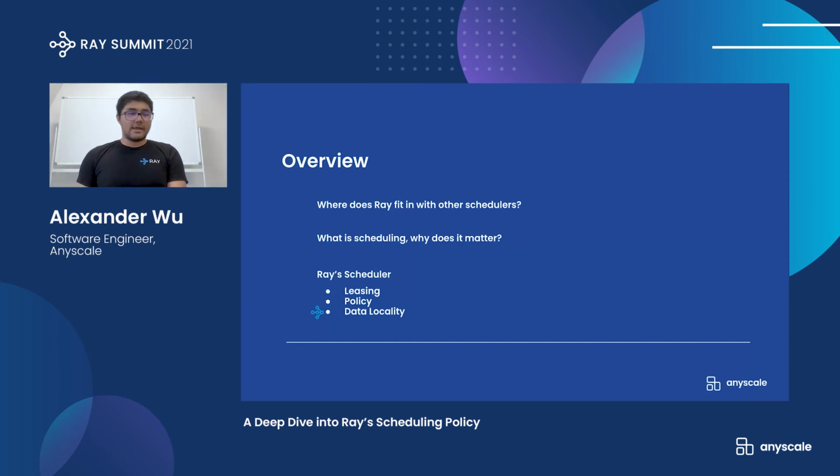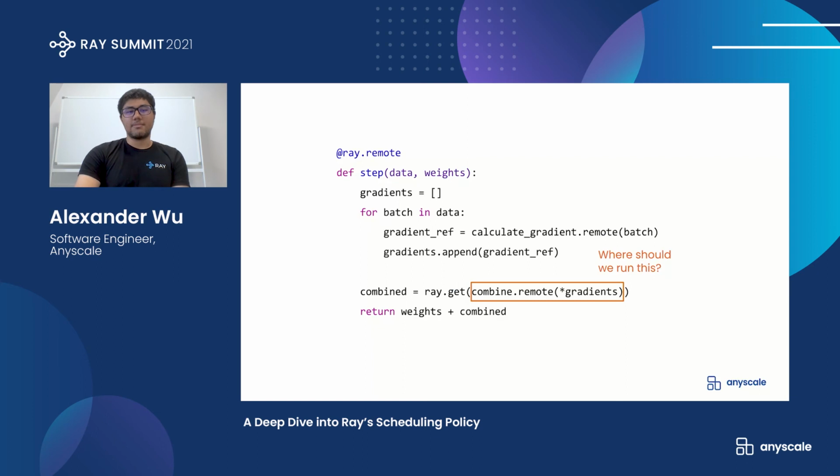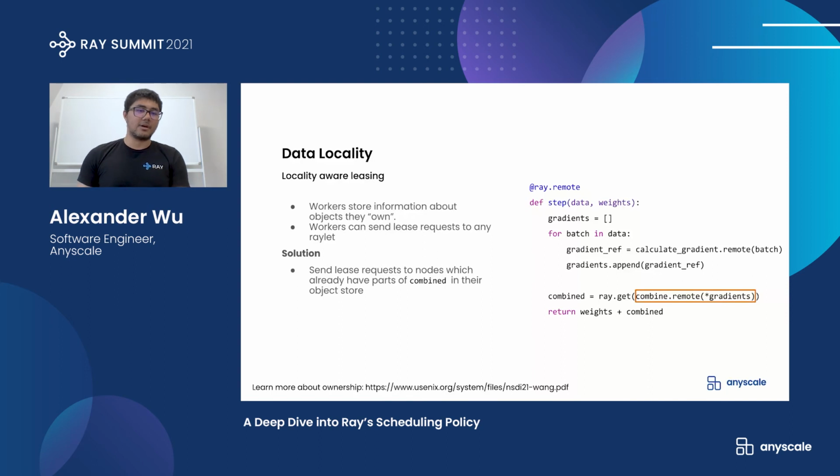Okay, the final really important optimization I want to talk about here is data locality. Data locality is essentially answering the problem of, we had this combine gradients operation that takes in a bunch of gradients. We could in theory run this task on any node in the cluster and we would get a correctness guarantee. But it would be really great if we could run this task where a bunch of our gradients already live, so that we don't have to download them all onto some remote node. The way that we handle this is through something we call locality-aware leasing. And this takes advantage of a couple of things.